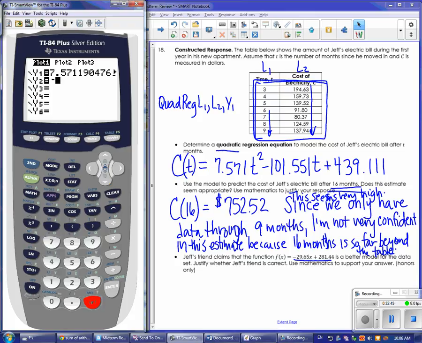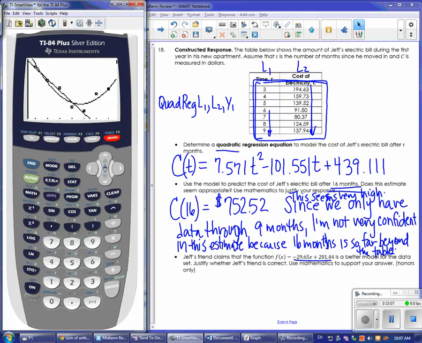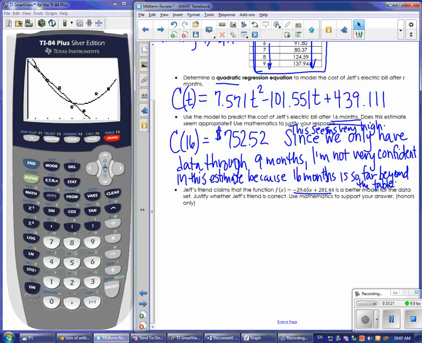So that's negative 29.65x. In this case, it should be t, plus 281.44. Okay. And once I have that equation, I can go ahead and graph again. And so if you look at the two models, I think it's pretty obvious that Jeff's friend's model doesn't follow the pattern of the data. Since it's a straight line, it doesn't follow the direction change in the graph.